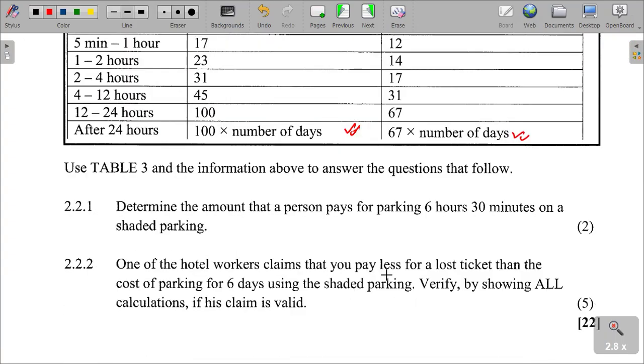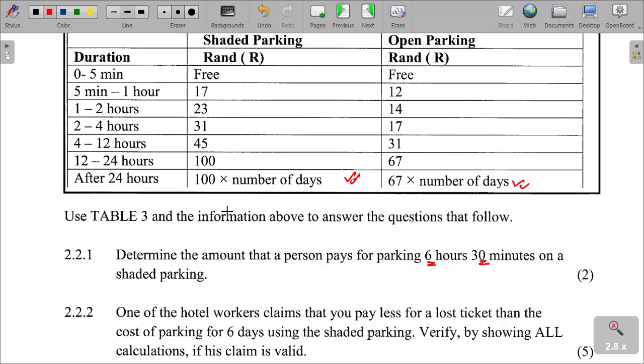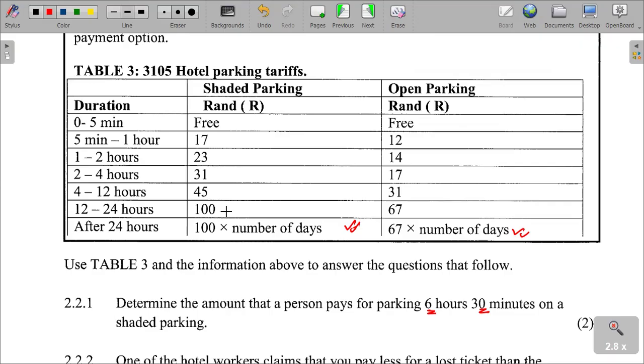So question 2.21 is saying, determine the amount that a person pays for parking 6 hours 30 minutes on shaded parking. This is the shaded parking column here. So how much is that person paying for 6 hours 30 minutes parking on shaded?